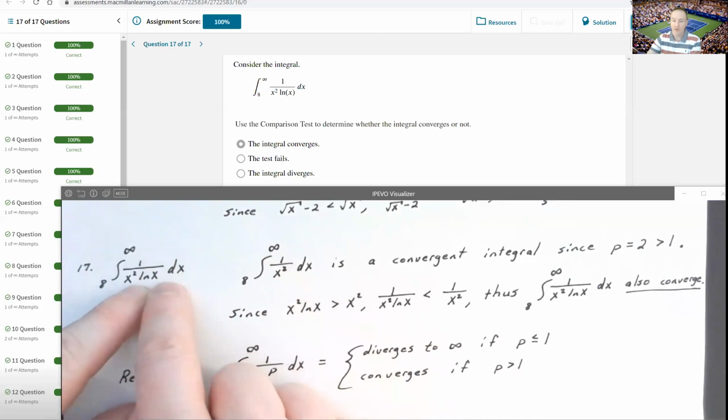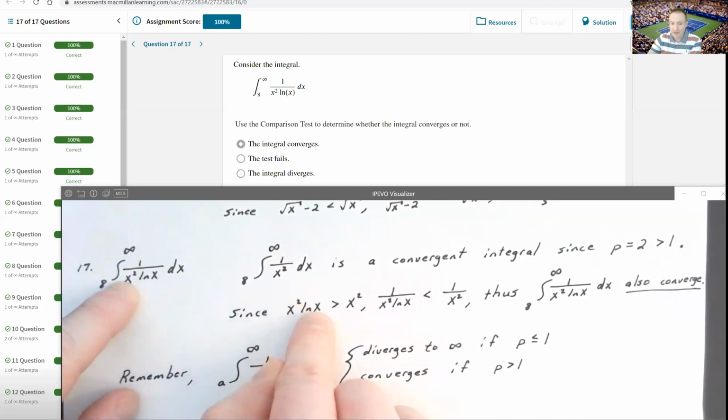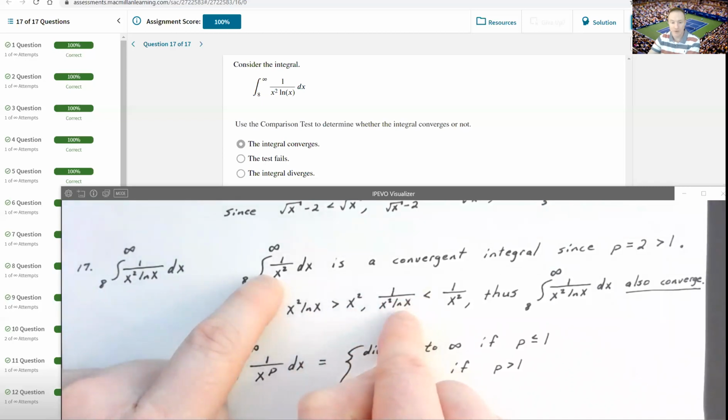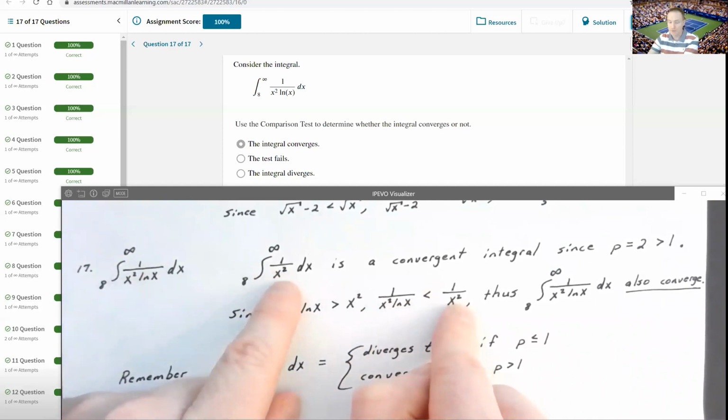However, here's what I know. Just like last time, I know that denominator, because the natural log of x is always a positive number anywhere from 8 to infinity, and it's a positive number larger than 1. So whenever you multiply the natural log of x times the x squared, you're going to get a larger number than simply the x squared in this denominator. So if that number is larger than the number in this denominator, then I can say, well, the same numerator divided by a larger denominator makes the fractions in this problem smaller than the fractions in this problem.